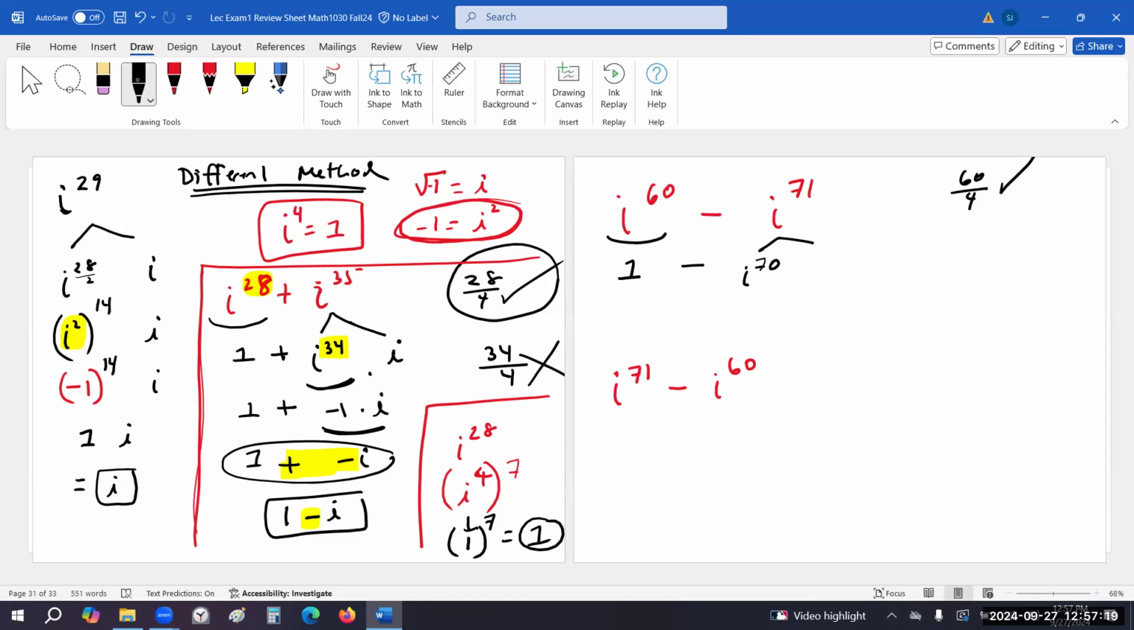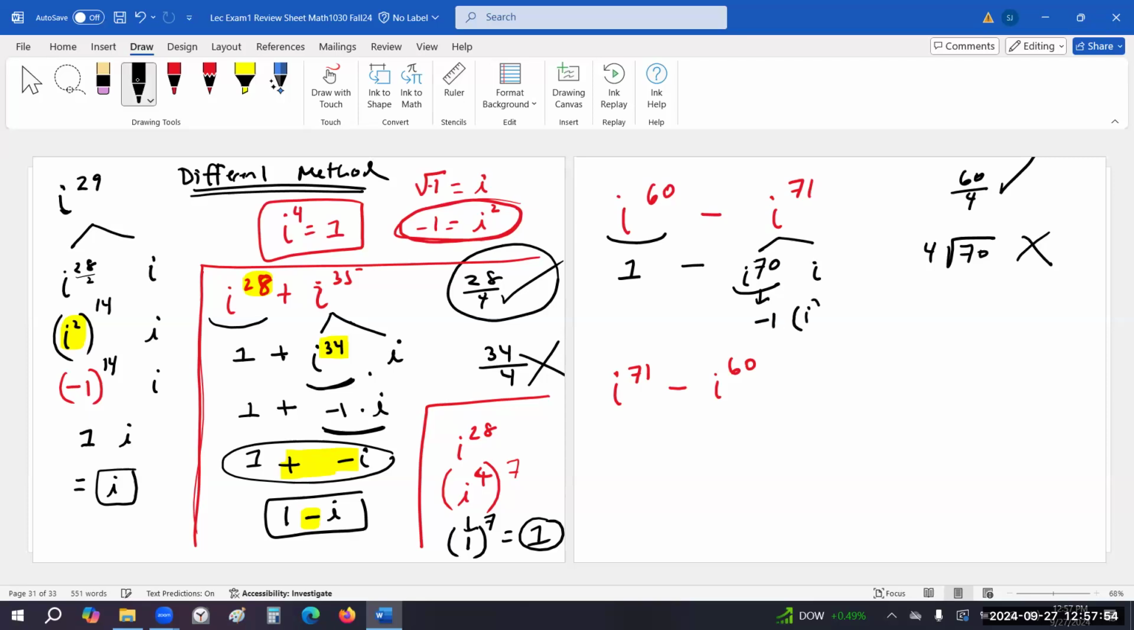Then 71 divided by 4. Get 17 with remainder 3. 3 is negative i, not i. So 70 and i to the 1, a single one. And now i to the 70. Can you divide 70 by 4? No. That means, what is this?